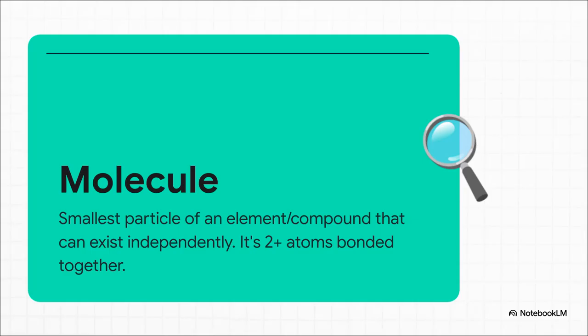Next up, we have molecules. Now, most atoms, you see, cannot exist independently, so they bond together to form stable groups, and these groups are what we call molecules. A molecule is the smallest particle that can exist on its own. Good examples are the oxygen we breathe, which is O2, or a water molecule, H2O.